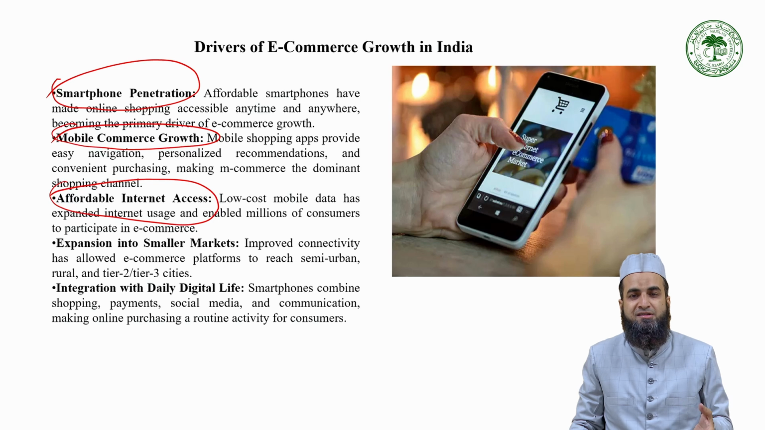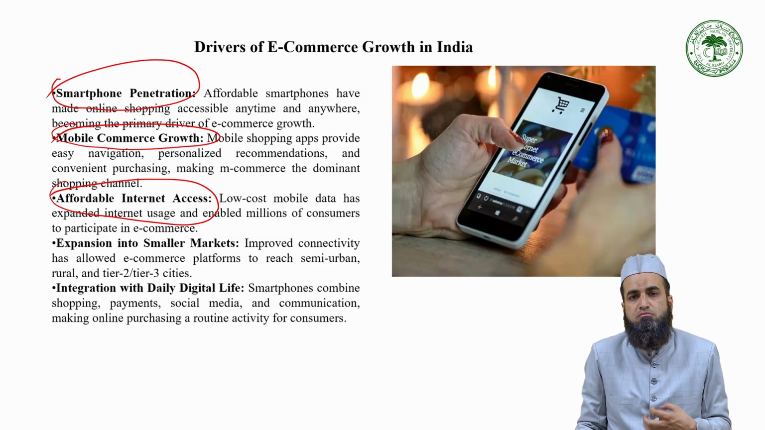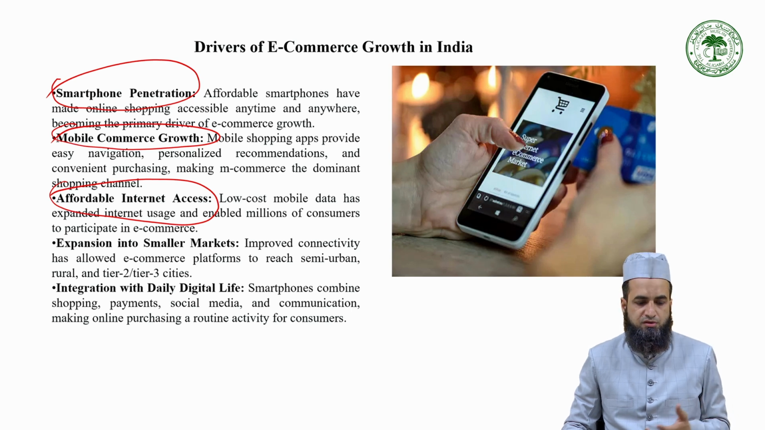As instant access became cheaper and more widely available, especially through mobile networks, a much larger share of the population became able to browse products, right? Compare prices and make digital payments. Lower data costs help shift e-commerce from a metropolitan and upper income activity towards broader mass market participation. And we all know it started around 2015-16 when Jio was launched, right? And the structure of the Indian market was completely changed.